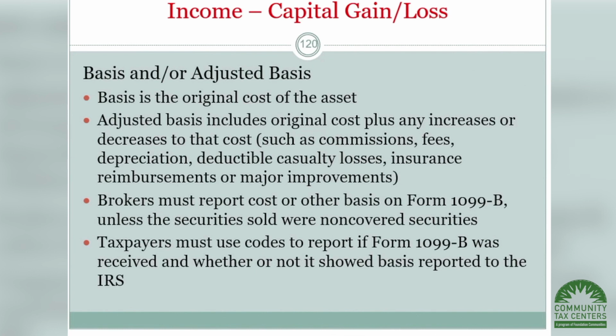Brokers must report costs or the other basis on the 1099-B, and we'll look at that form and show you what that looks like. So not only does your employer submit a W-2, but your broker, your Robinhoods and your Fidelities, your TD Ameritrades, they also submit a report to the IRS, and that's called the 1099-B. And so it'll have codes on it. It'll show what you paid in for each and every transaction that was made during the year with the money that you used for investments.